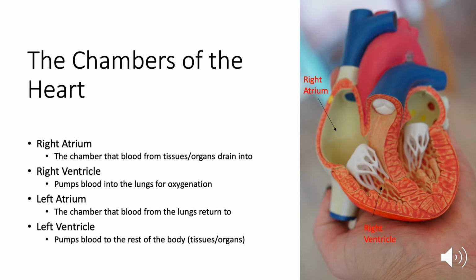The right ventricle then pumps this blood into the lungs for oxygenation. This is where the blood will get its new fresh supply of oxygen. The freshly oxygenated blood from the lungs will then return to the heart by going into the left atrium.